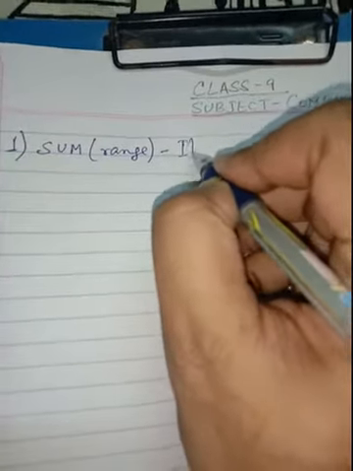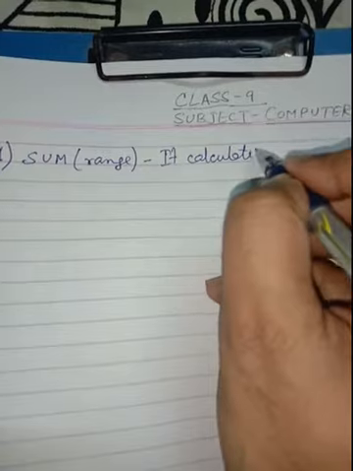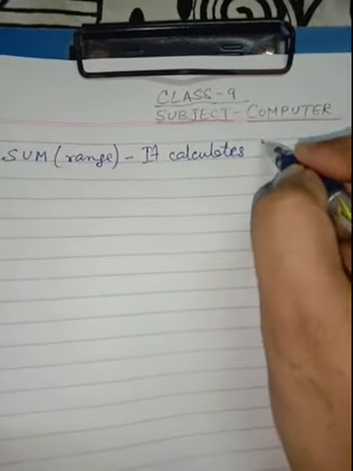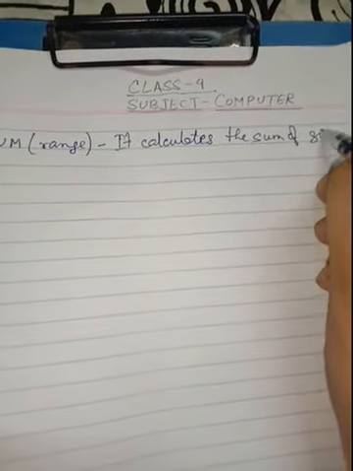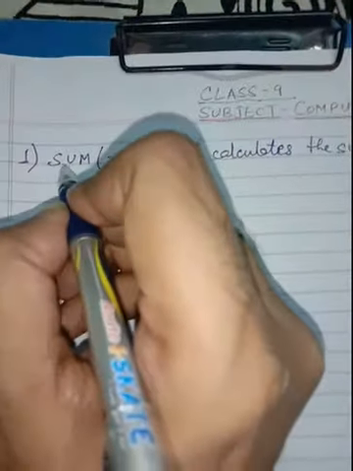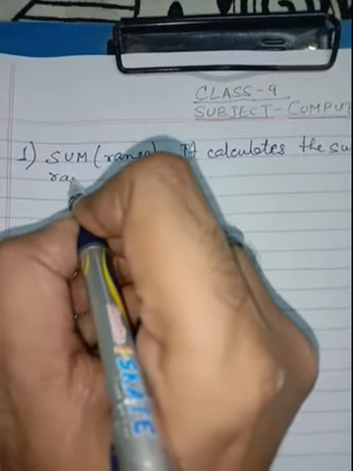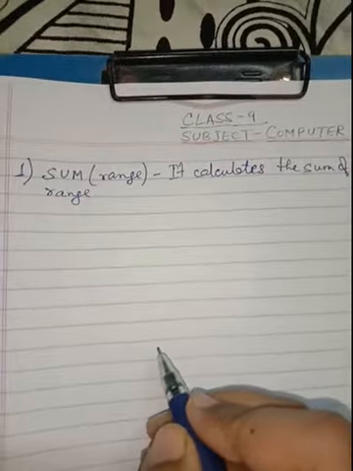It calculates the sum of a given range over here. So what is the example of using the sum?